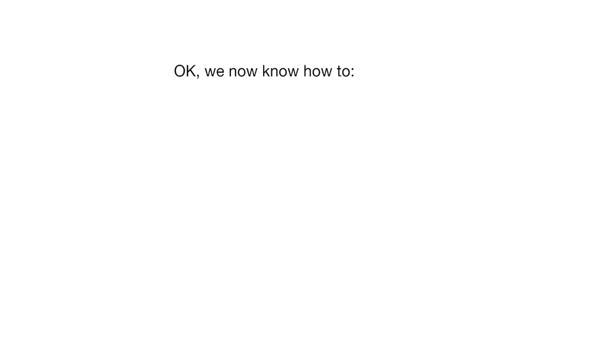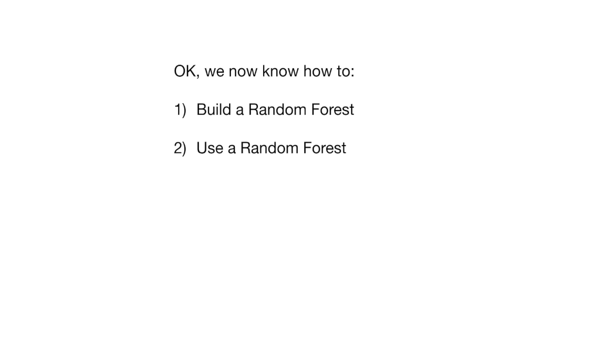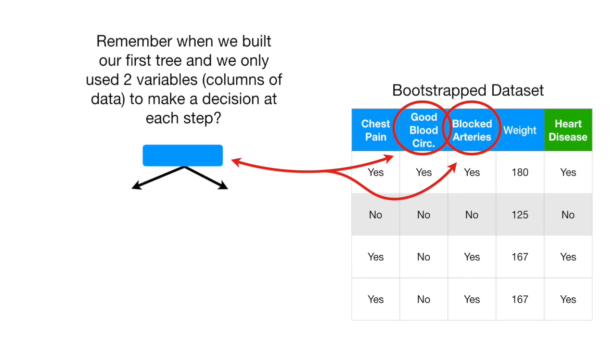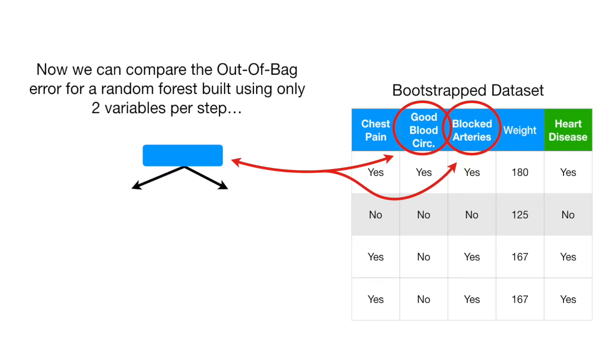Okay, we now know how to 1. Build a random forest, 2. Use a random forest, and 3. Estimate the accuracy of a random forest. However, now that we know how to do this, we can talk a little more about how to do this. Remember when we built our first tree and we only used 2 variables, columns of data, to make a decision at each step? Now we can compare the out-of-bag error for a random forest built using only 2 variables per step to a random forest built using 3 variables per step.